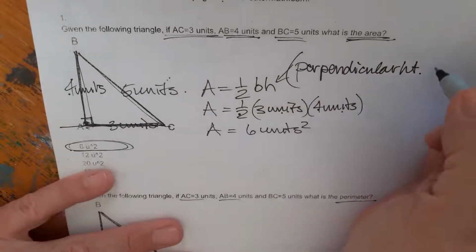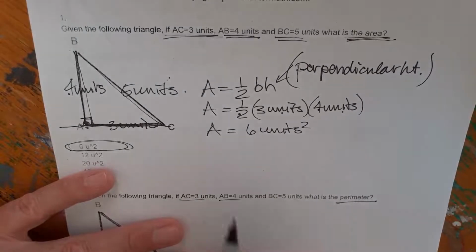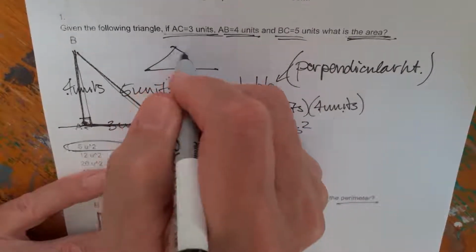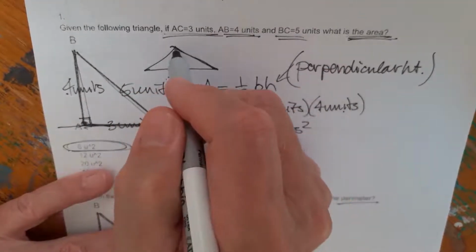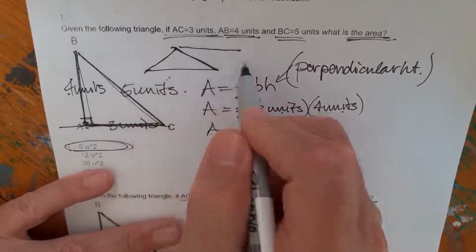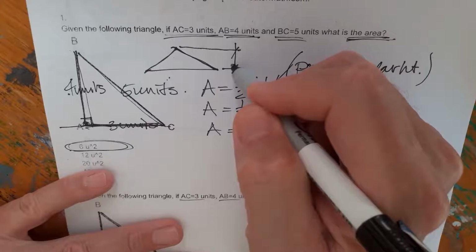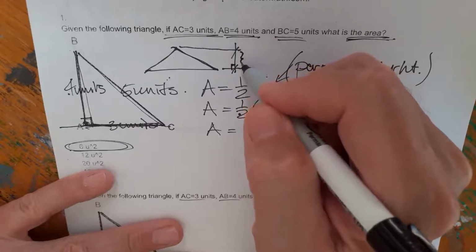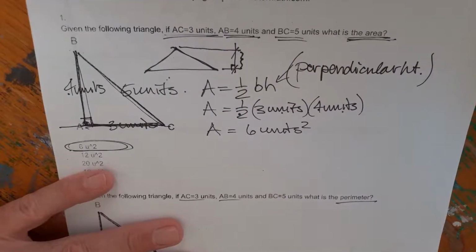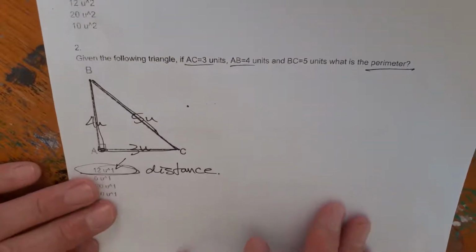And that's very important. You'll see us talking about perpendicular height all the time. If you had a triangle like this, this is not the height, and this is not the height. The height is the perpendicular height, which would be this here. And we would have a 90 degree angle. All right, so with that, let's keep going.